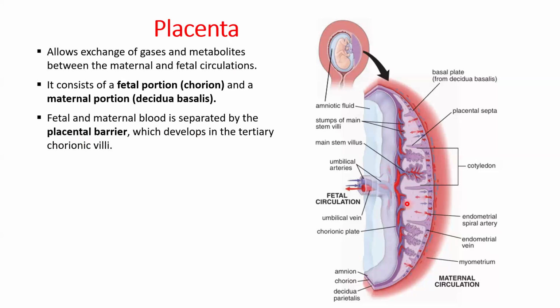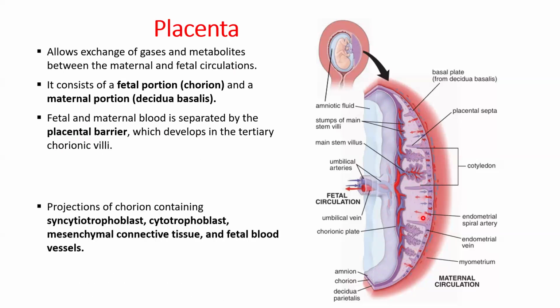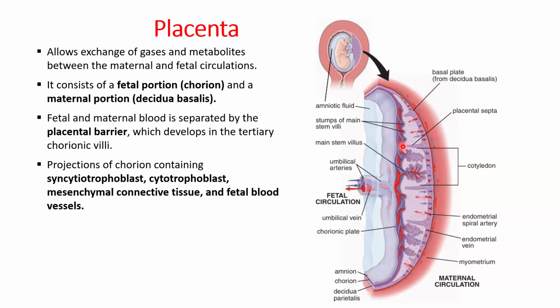Here, you can appreciate the first layer. These are the chorionic plates, and the chorionic plate will have various layers. Then you can appreciate the blood vessels. These blood vessels will have the villi projecting into the blood lacunae that are present. Then you can see the exchange is happening. The projections of this chorion, the fetal part, will contain the syncytiotrophoblasts, cytotrophoblast, the mesenchymal connective tissue, and the fetal blood vessels. So this is part of the placental barrier.